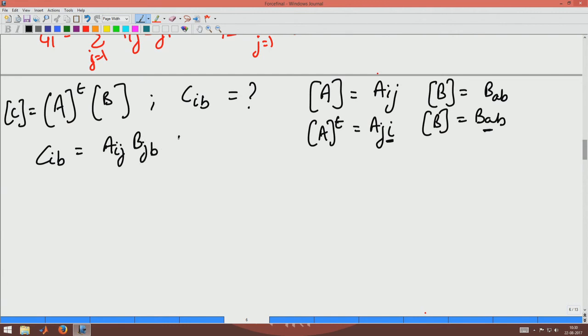Is this right? No. If I write it like this, I have not used the fact that I have interchanged the indexes i and j here. So, this is not right. The correct expression for this is A j i B j b would be C i b, because I have to interchange these indexes. So, this is the right way of writing A transpose B. Let us examine that.